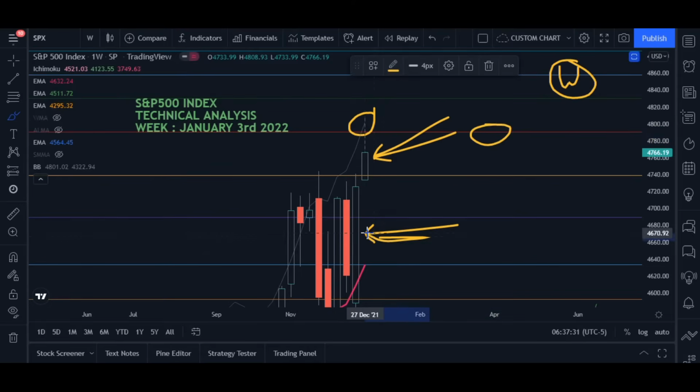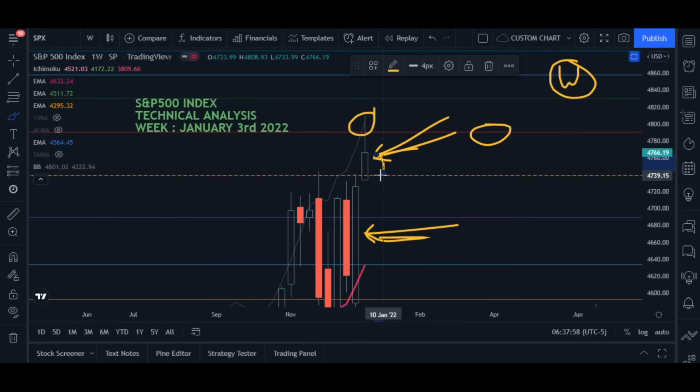It held at this resistance and then came down, but still it's a bull candle. These two bull candles mean that the sentiment in the market is still bullish. On Monday, January 3rd, chances are, I'm not saying it will happen, because this is a half bull candle, that the market may first come down.